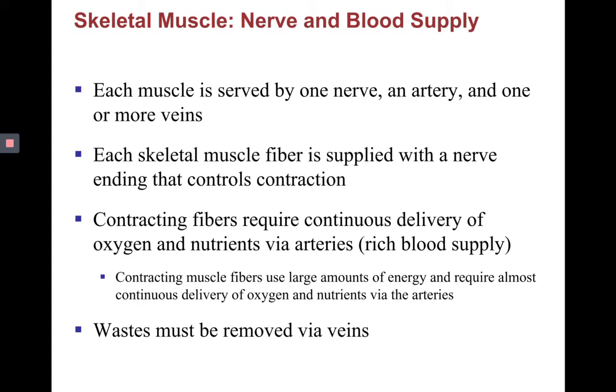So in Anatomy and Physiology 2, you'll look more at the blood supply, at the cardiovascular system, at the circulatory system, and you'll see that arteries bring nutrients, veins remove nutrients or waste. Depending on what's happening or what type of tissue you're looking at, sometimes veins are used, for example, in the digestive system to remove nutrients from what we just absorbed and send it to the rest of the body.